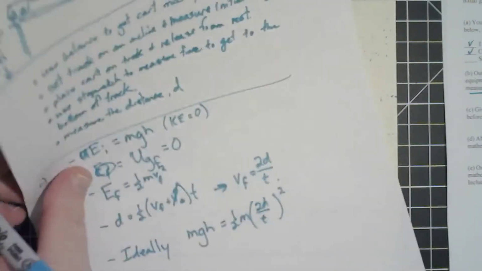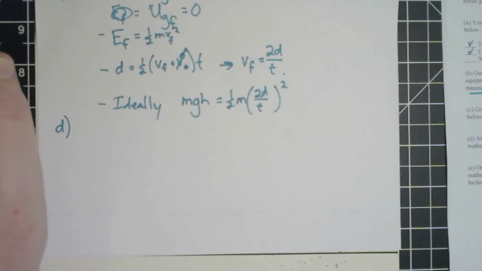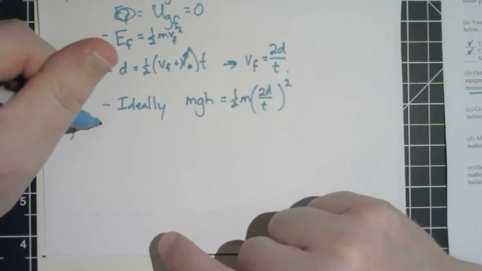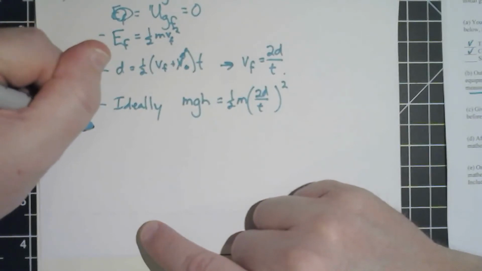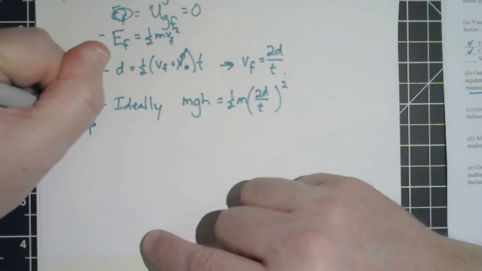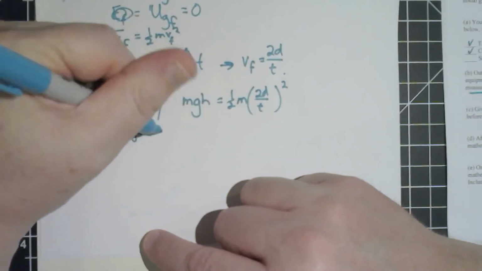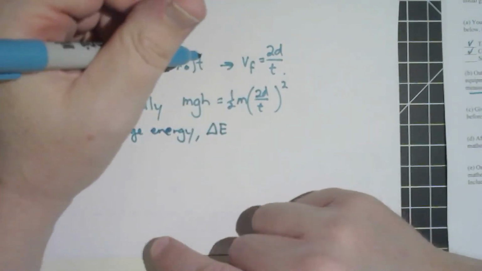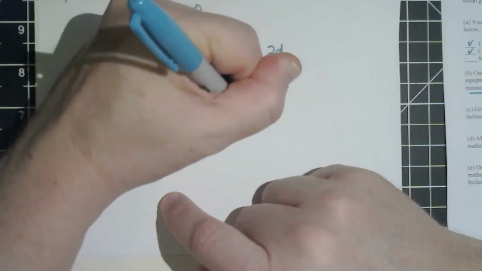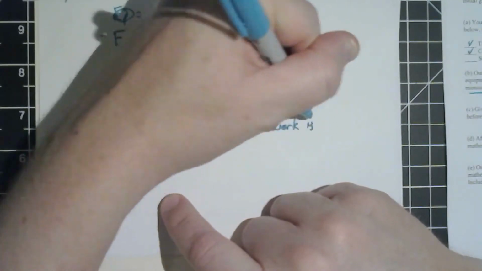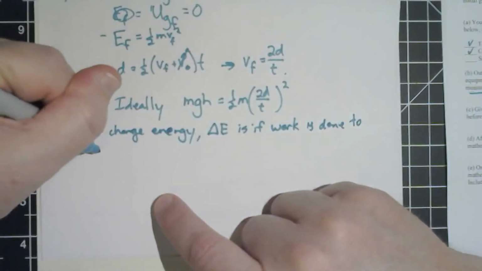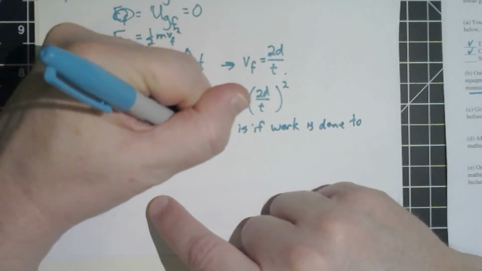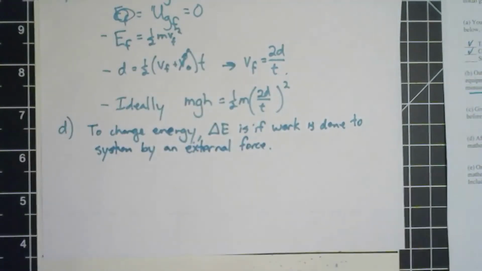All right. And then part D says, after your first trial, your calculations show that the energy increased during the experiment. Well, the only way that you can increase energy in a system, and this is a really important part of the energy concept, is that if you want to change the energy, in this case it increased, in other words, have some kind of delta E, you're changing energy. The only way you can do that is if work is done to the system by an external force. That's the only way that you can change energy.